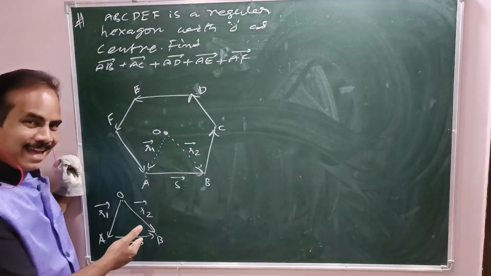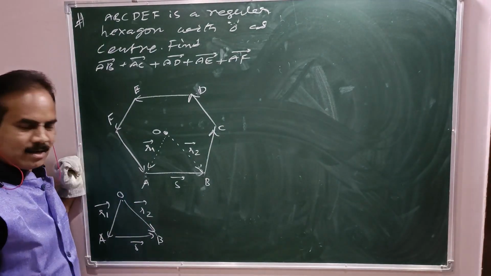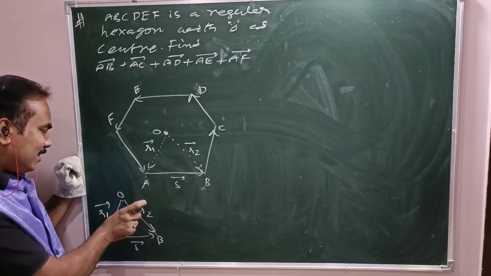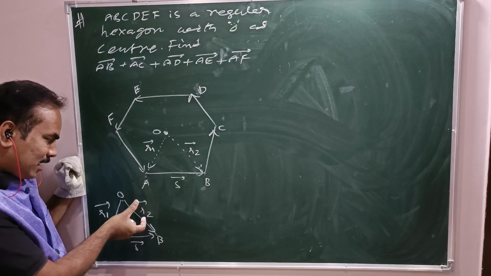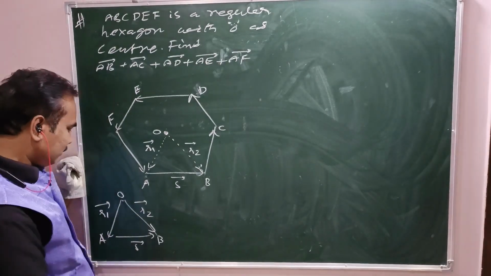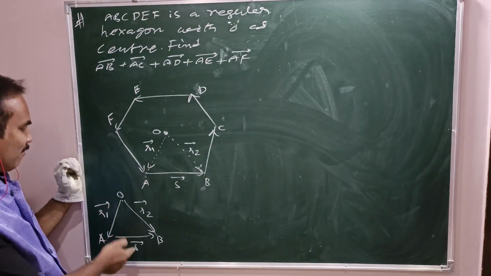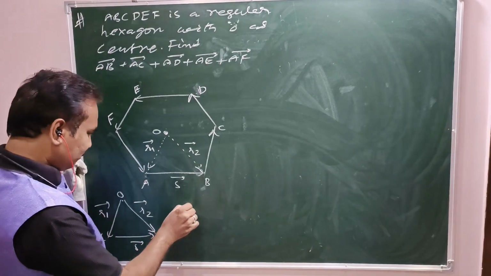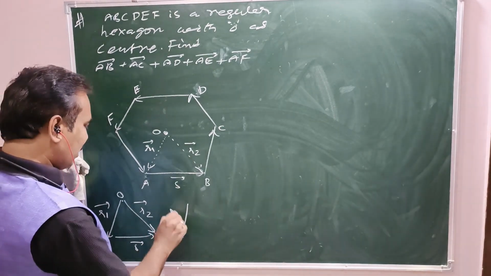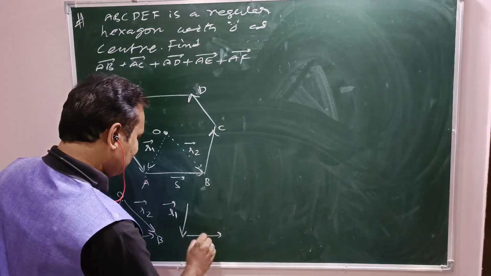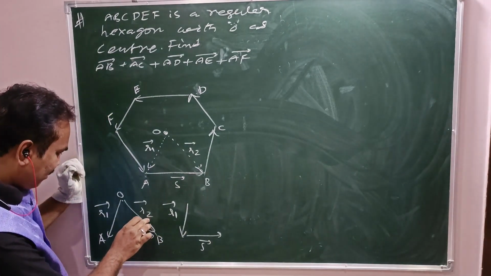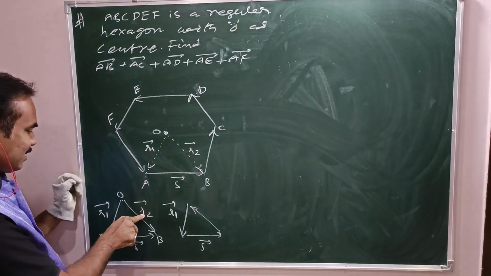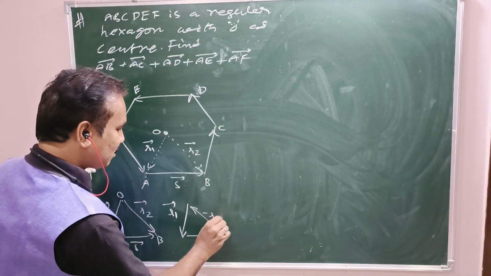Now reverse the direction of any one of these vectors. Let us see what happens. If I reverse R2 bar from end to end like that, let us see what happens. Of course, you can reverse any one of these three vectors. I am reversing R2 bar, R1 bar as it is, S bar as it is. After reversing, what happens? It is minus R2 bar.